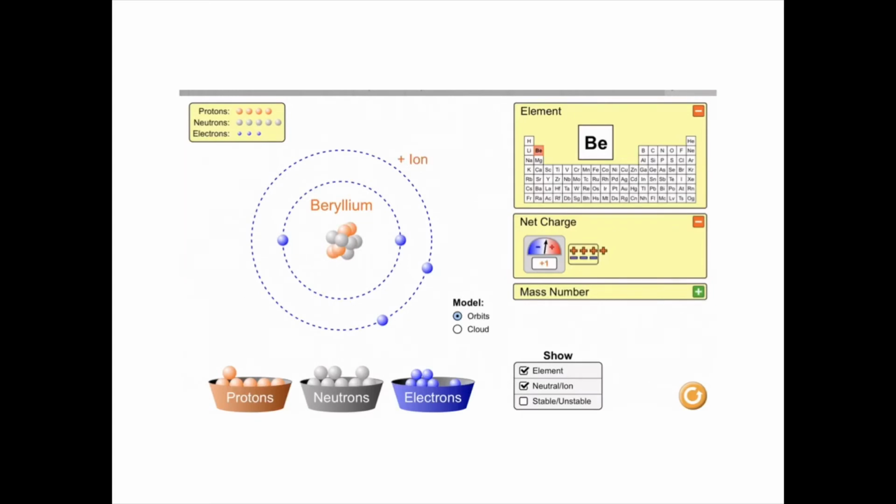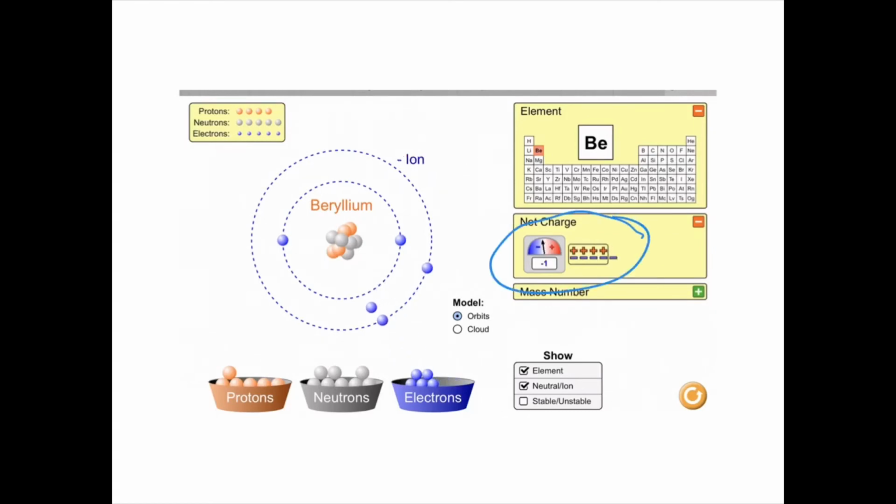Now let's see what happens when we take an electron off. You can see the net charge has changed to be plus 1. We can move electrons around however we want, so we can take them away or add them. We just can't change the number of protons. Take the other electron off too. Now we have a positive charge of plus 2, which you can see in the net charge window to the right. Now let's see what happens when we add electrons.